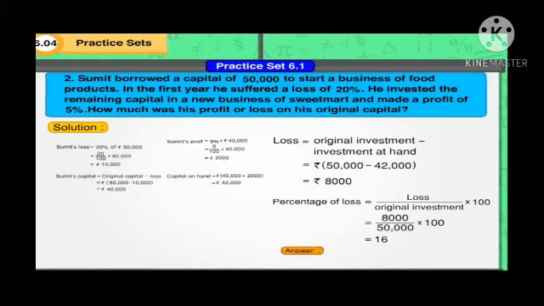Answer: Sumit incurred a loss, that is 16% loss on his original capital.